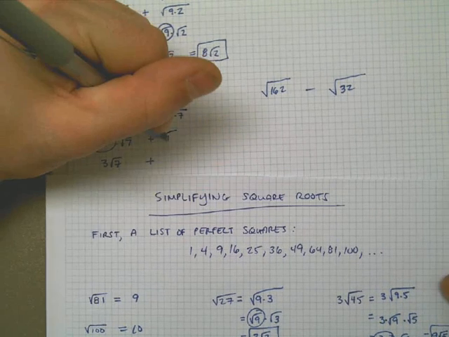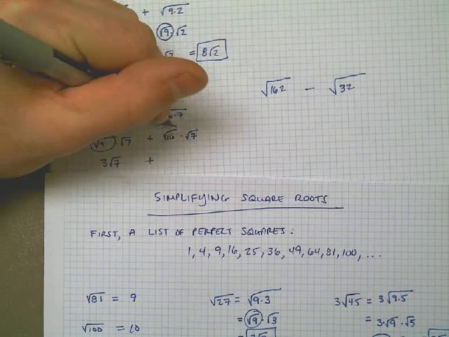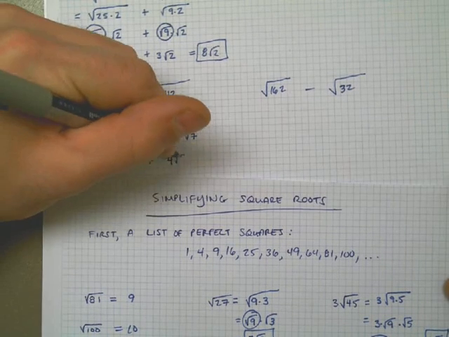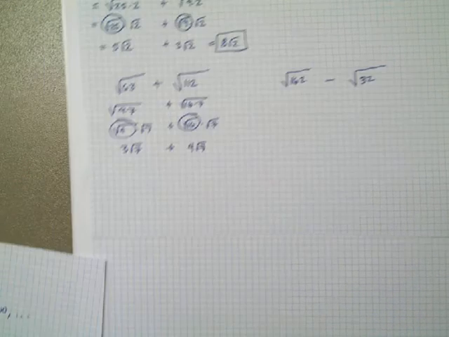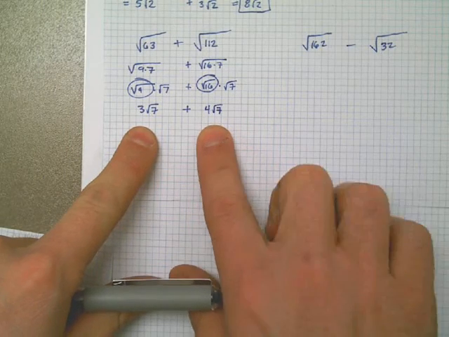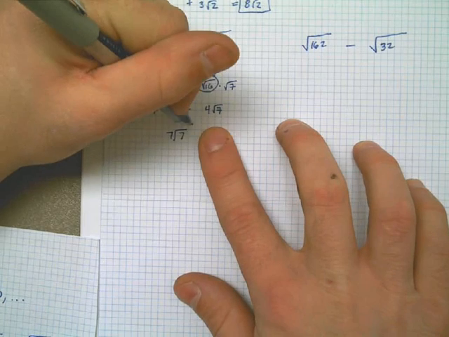So I break that up into 2 square roots. That's the square root of 16 times the square root of 7. And the reason that's important is because I know the square root of 16, that's 4. So I really have 4 square roots of 7 over here. So if I have 3 square roots of 7 on this side, and I have 4 square roots of 7 on this side, that means I have a grand total of 7 square roots of 7. That's the answer.